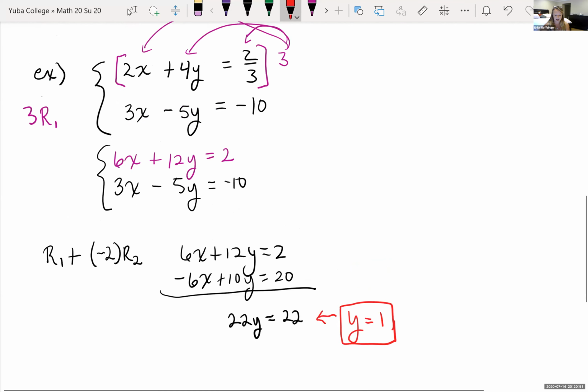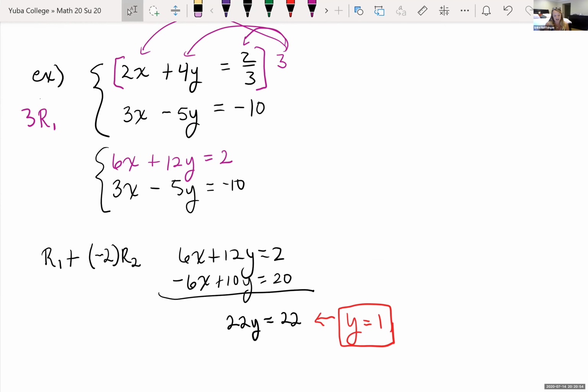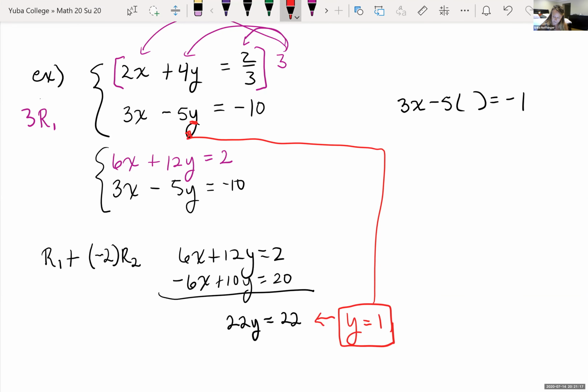It doesn't matter which equation you choose, but you need to go back into one of these equations and determine what x is by plugging in what y is. So we're going to back substitute. And so if we do that, we get 3x minus 5 times y, which is 1, equals negative 10.